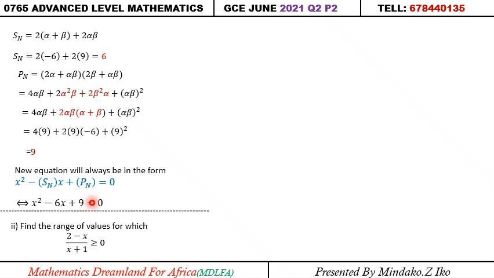So let's move to the Roman 2 part of the question. The Roman 2 part says, find the range of values for which (2 minus x) divided by (x plus 1) is greater than or equal to 0. This part is from inequalities, which is also an essential topic in mathematics. So let's look at the solution.